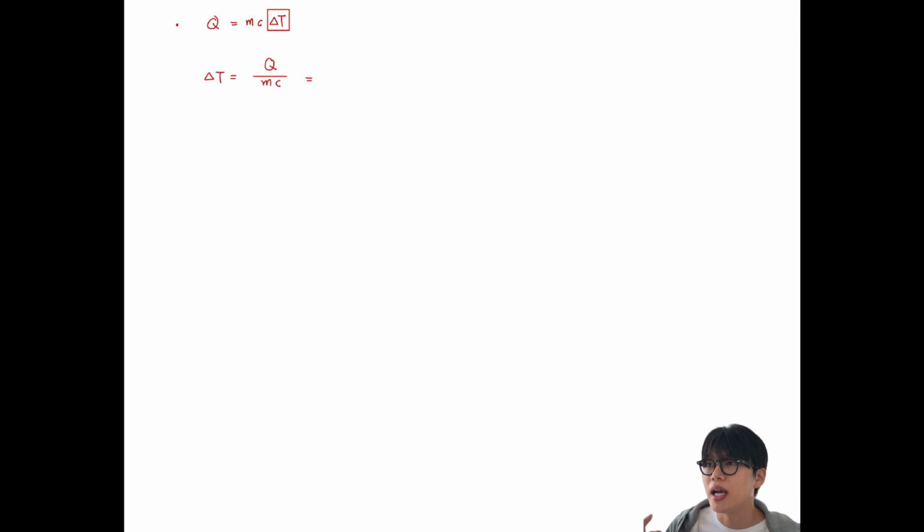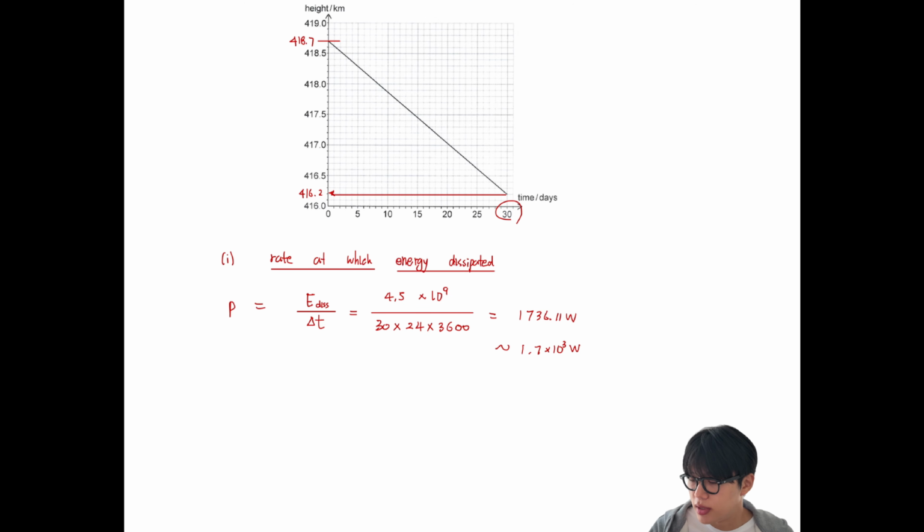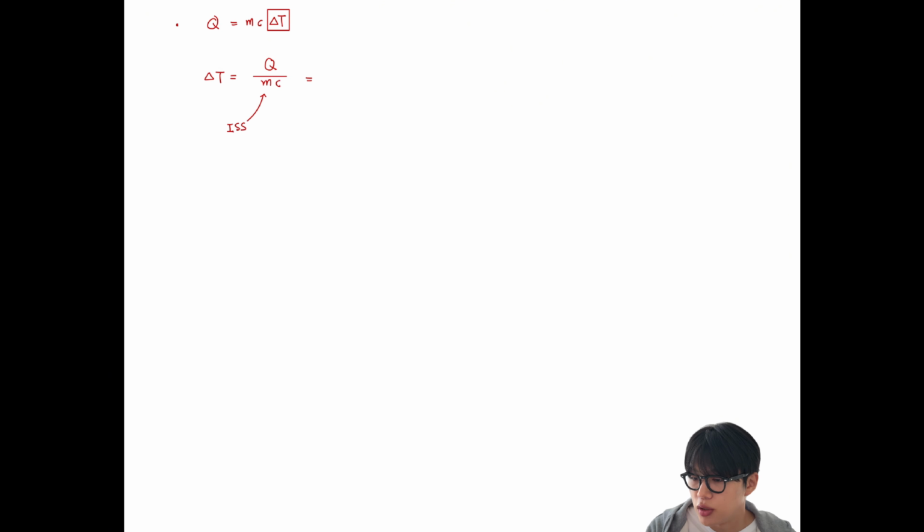But that is about the ISS, right? It's not about the Earth, so don't use the Earth data in this question. So Q in this case, the thermal energy lost, was given in this question. They said the energy loss was 4.5 times 10 to the 9. That's the total energy lost, divided by the mass of the ISS, which is 4.2 times 10 to the 5 kilograms, times specific heat capacity, which is 500. So if you calculate that one, that's 21.43 Kelvin. So about 21 Kelvin is the increase. Okay.